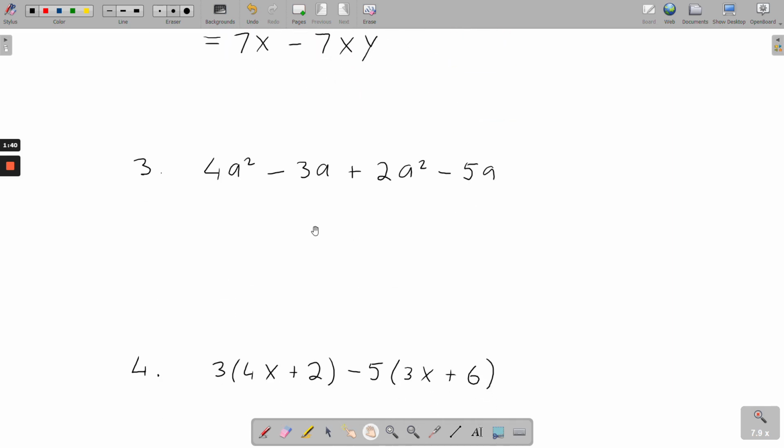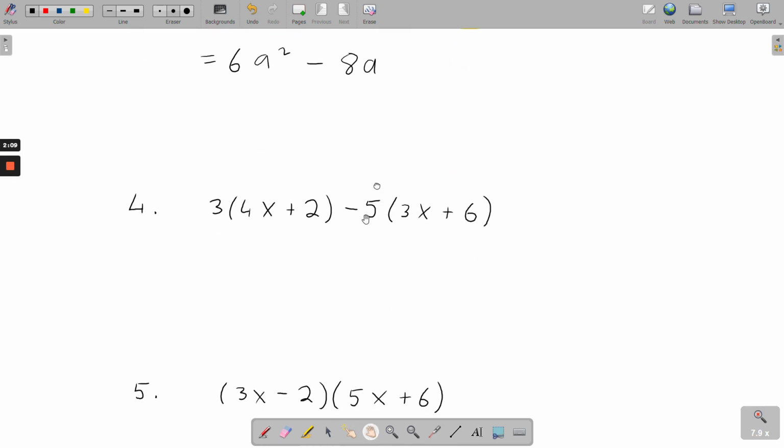The next one we're going to have is 4a squared, and this is similar to the one above. We're just going to leave the a squareds together here. So we're going to combine 4a squared plus 2a squared, and then next we're going to combine minus 3a and minus 5a. So 4a squared plus 2a squared gives us 6a squared. Minus 3a minus 5a gives us minus 8a.